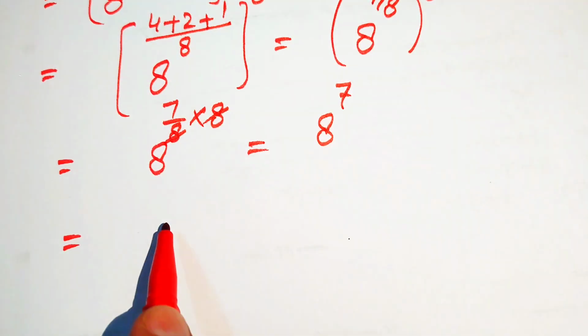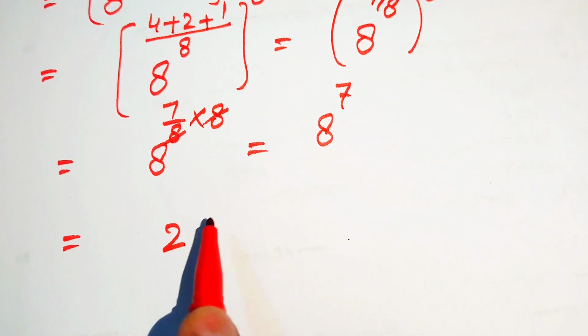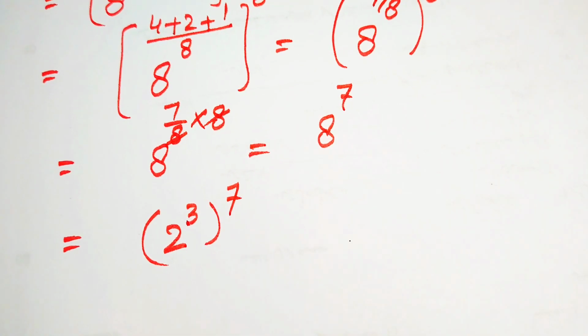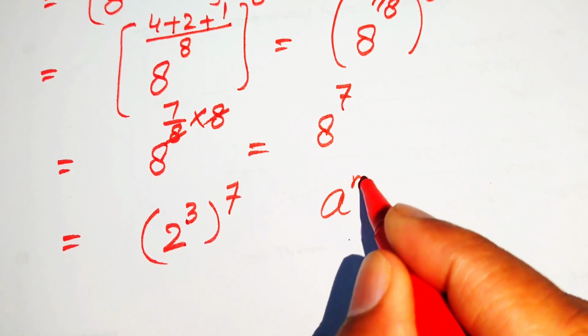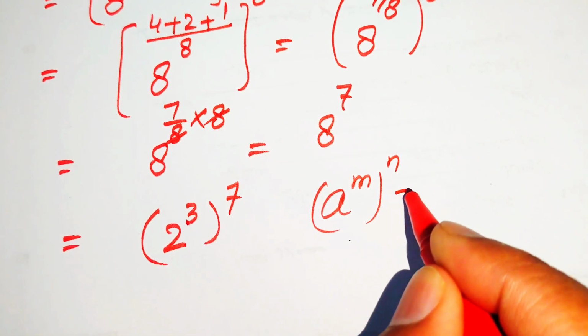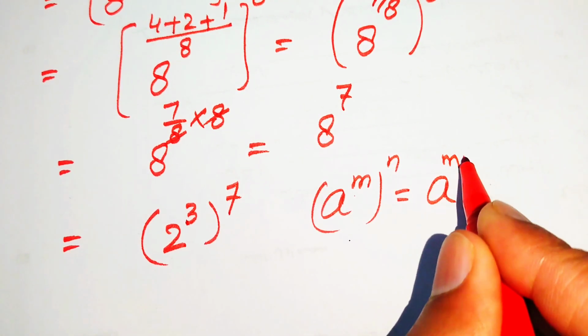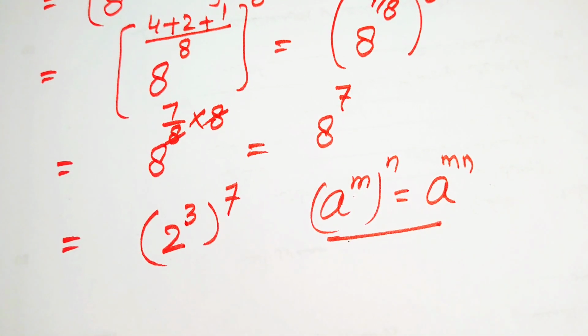So we write this 8 in prime factor form. We know that the prime factorization of 8 is 2 to the power of 3, and its exponent is 7. So here we again use this nice exponential law: if we have a to the power of m to the power of n, it equals a to the power of m times n.